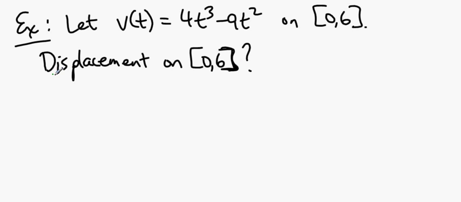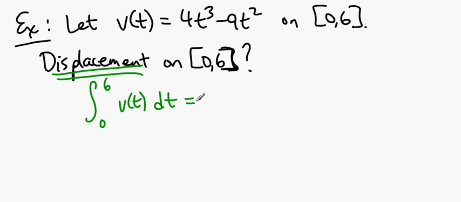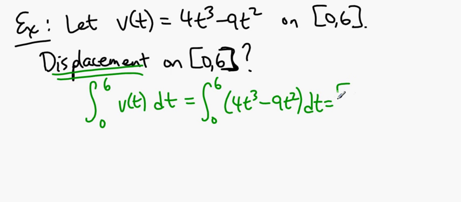When I ask you for displacement, that is a straight integral of velocity. No need to take into account velocity being positive or velocity being negative, because displacement is a change in position. You want that net change in that case. And so you're going to take an integral from 0 to 6 of 4t cubed minus 9t squared dt.